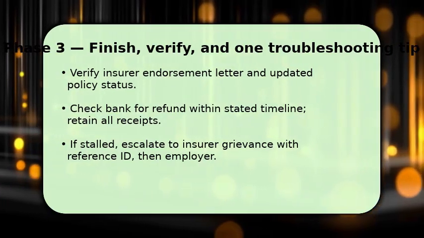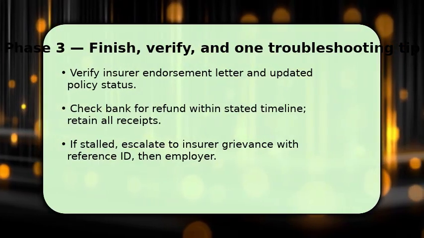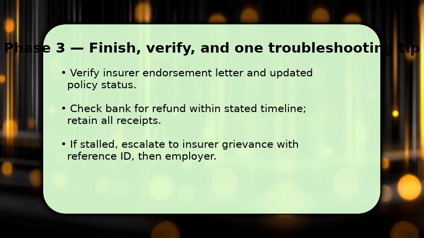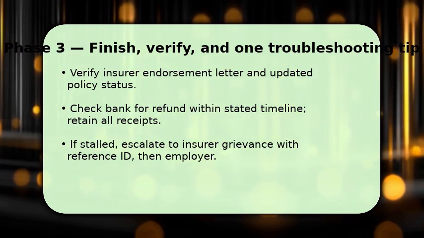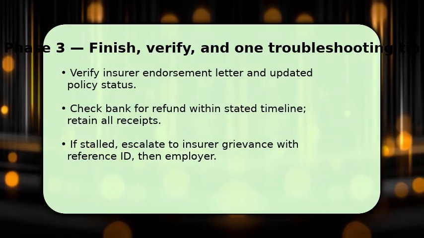If you don't see closure within the expected period, escalate using the grievance reference ID and involve HR. Persistence matters. As a troubleshooting tip, document every call and email. This record makes escalation faster and resolves discrepancies more reliably.